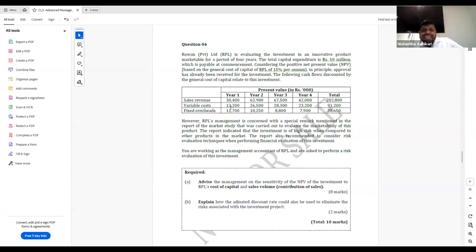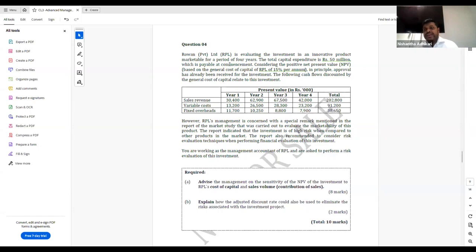The report indicated that the investment is of high risk. This investment is high risk when compared to other products in the market, right? Because it's an innovative product. When you launch an innovative product, sometimes the product can succeed or it can be an utter failure. It can happen. You are working as a management accountant of RPL and are asked to perform a risk evaluation of this investment.